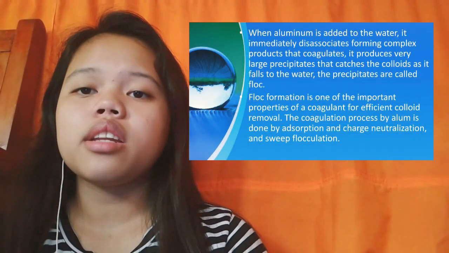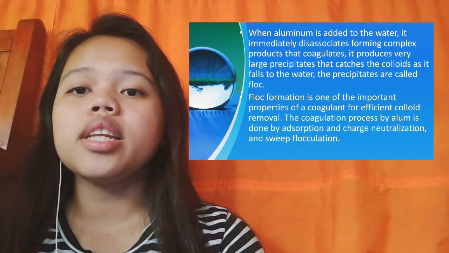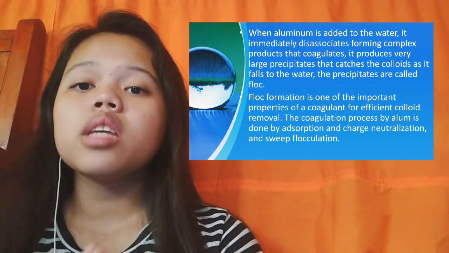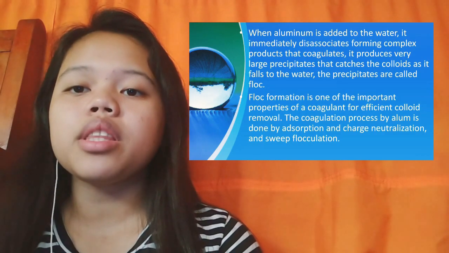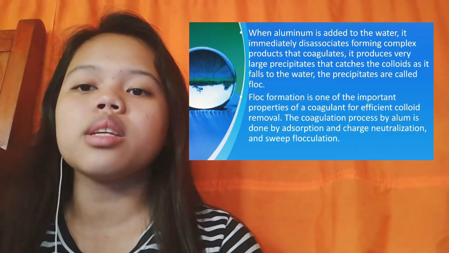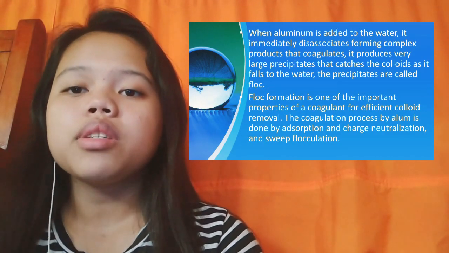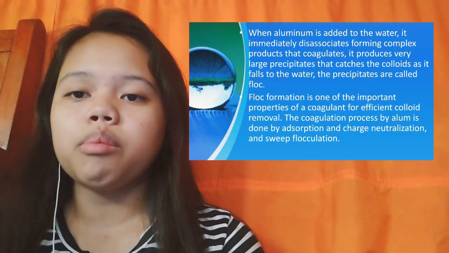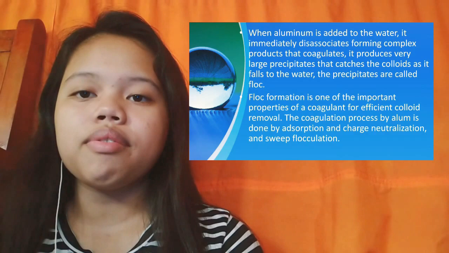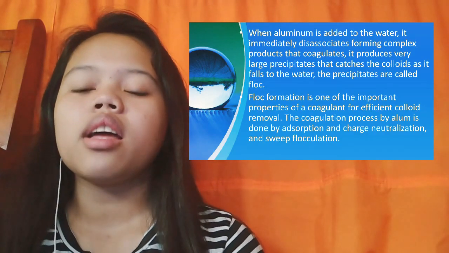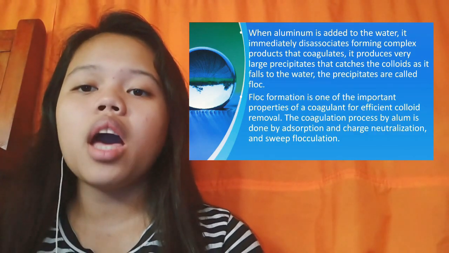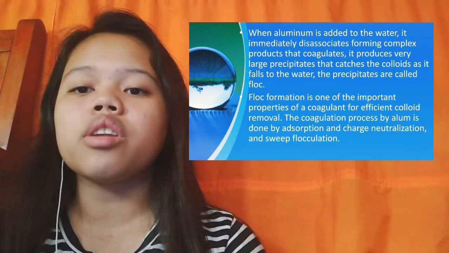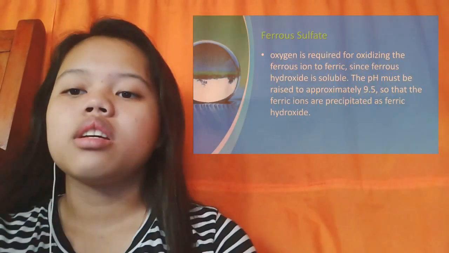When aluminum is added to the water, it immediately dissociates, forming complex products that coagulate. It produces very large precipitates that catch the colloids as they fall through the water. The precipitates are called floc. Floc formation is one of the important properties of a coagulant for efficient colloid removal. The coagulation process by alum is done by adsorption and charge neutralization and sweep flocculation.